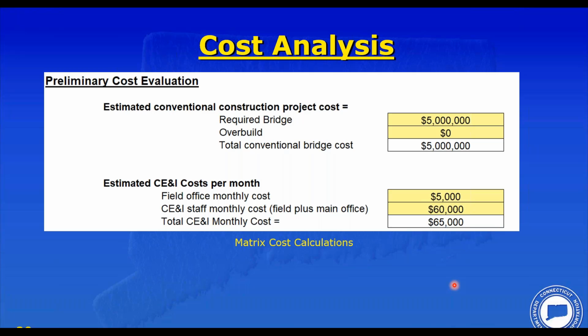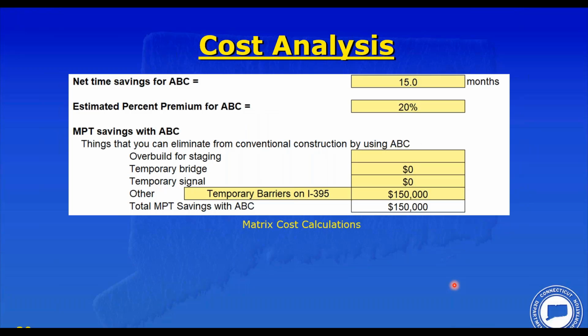The estimated construction engineering and inspection costs, field office for the projects this size would be approximately $5,000 per month. The CE&I staff for a job this large would be $60,000, both in the field office and the main office. So the total monthly costs are $65,000 per month for managing a construction project. The net time savings by going to 2 one-week closures, the estimate is that we can save 15 months of total construction for the entire project. We're estimating a premium for ABC of 20% based on our previous experience.